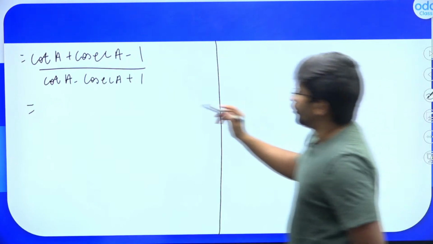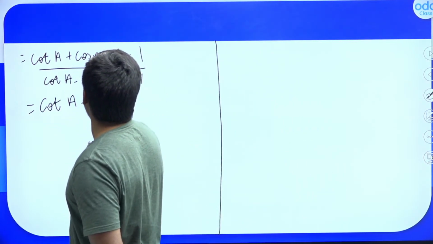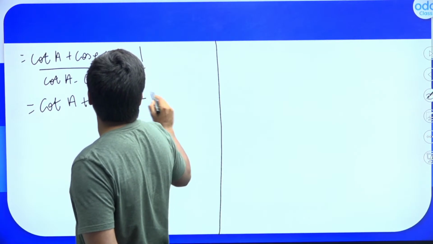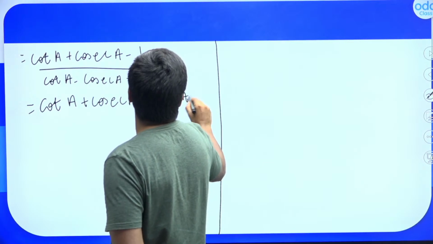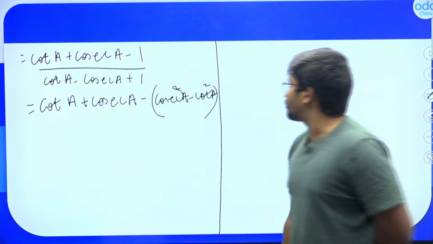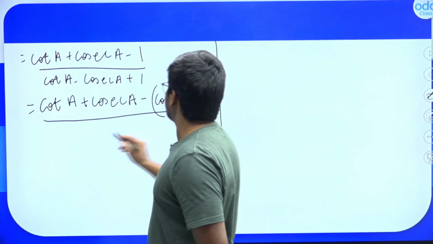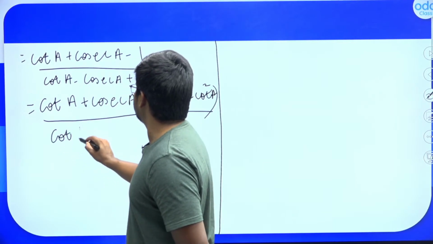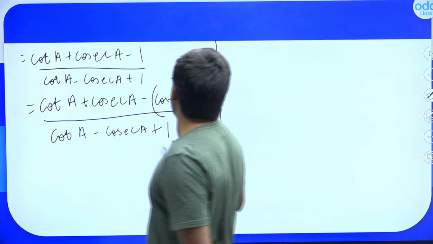Okay. So this cot A plus cosec A minus 1, can I write it as cosec square A minus cot square A? You can write the 1 as cosec square A minus cot square A. You can easily write it like that. Whole divided by cot A minus cosec A plus 1. You can write it like this.